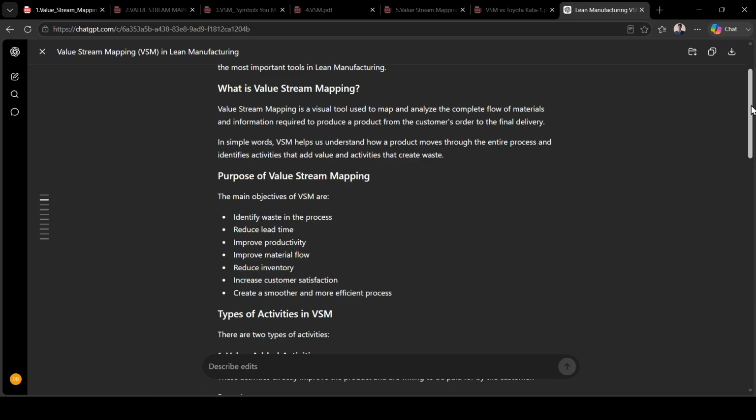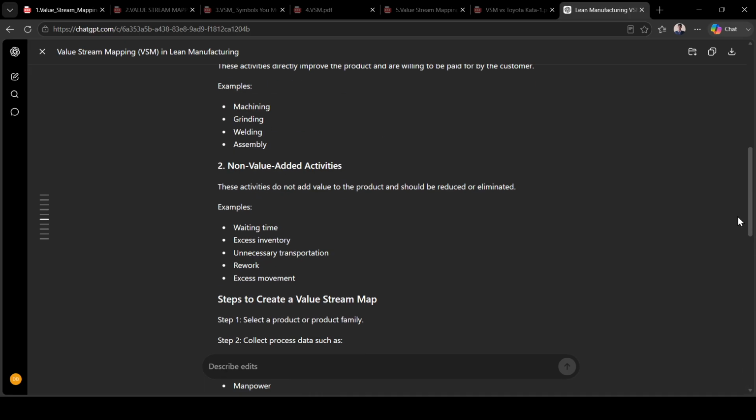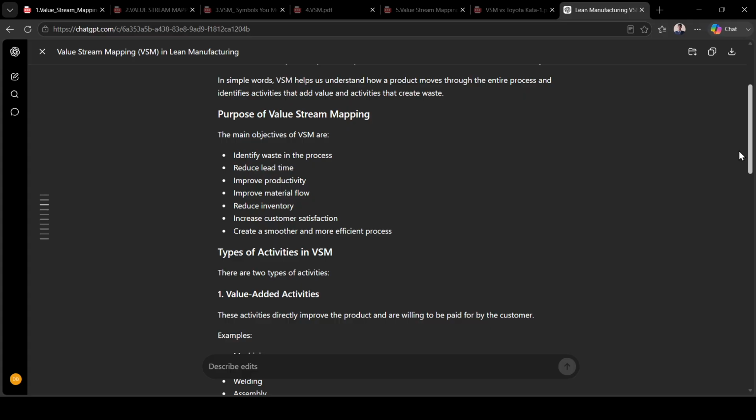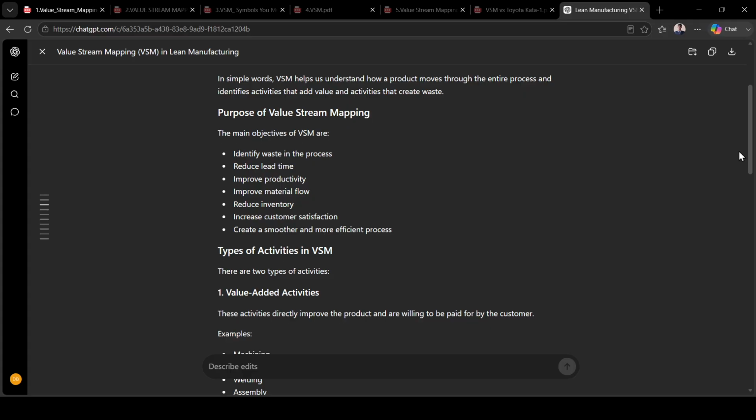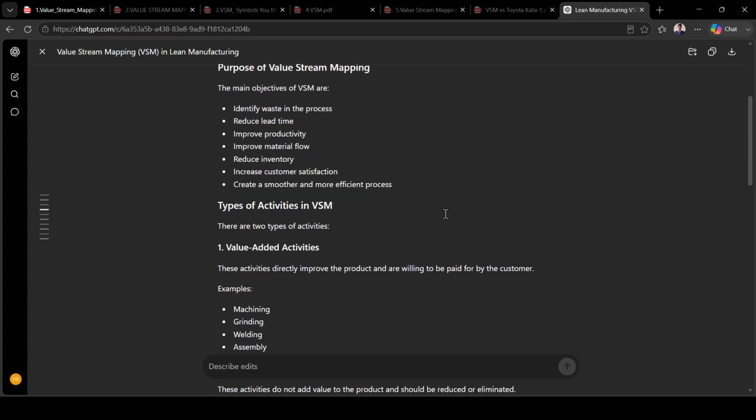The purpose of value stream mapping, the main objectives of VSM are: identify waste in the process, reduce lead time, improve productivity, improve material flow, reduce inventory, increase customer satisfaction, and create a smoother and more efficient process.